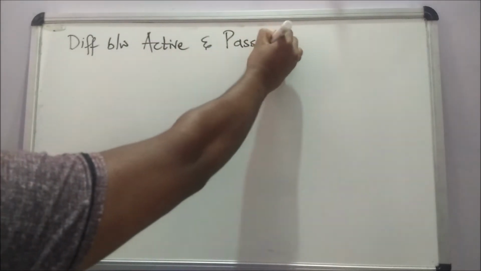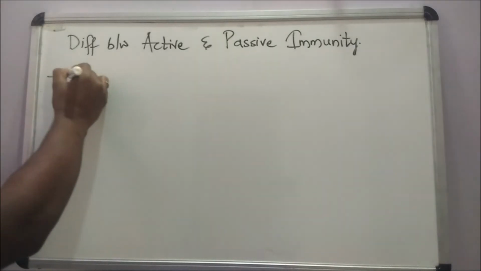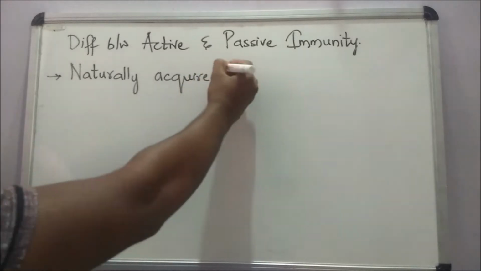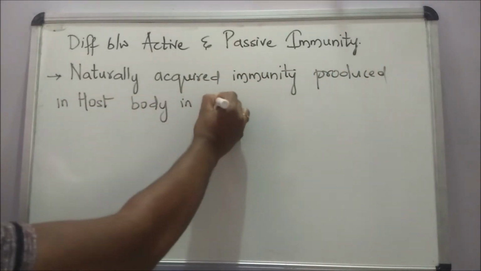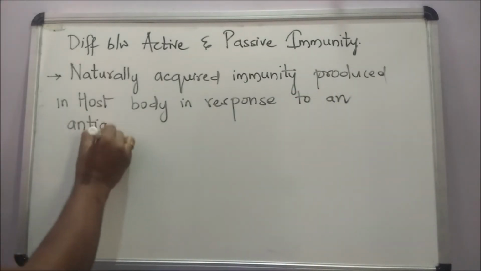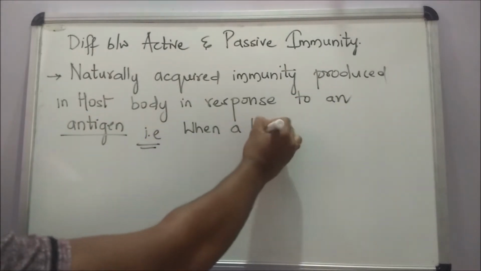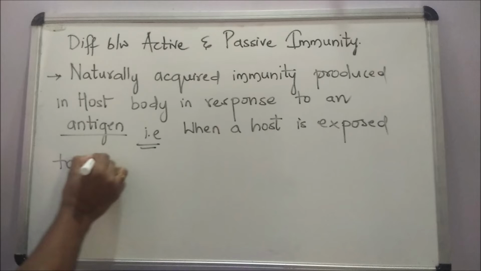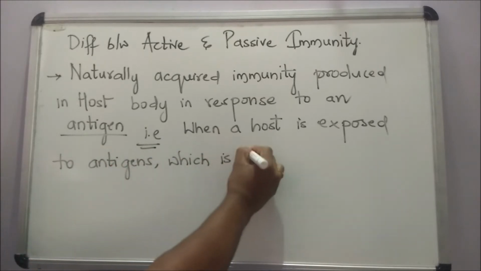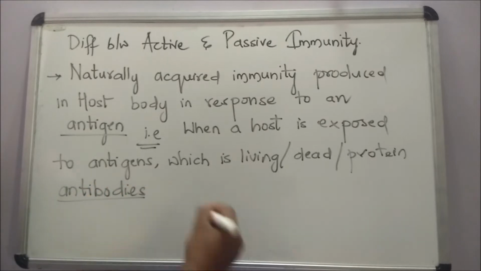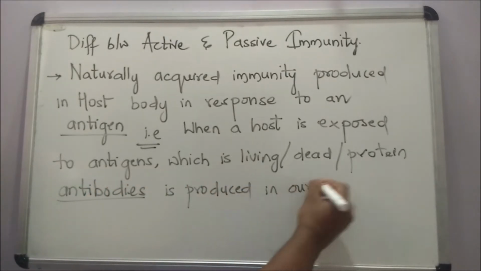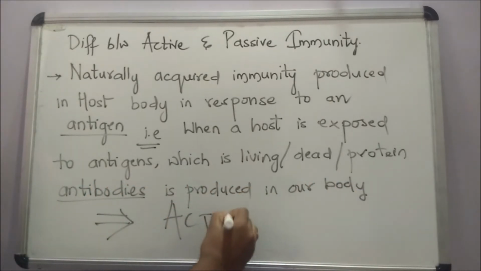Now, let's learn about the differences between active immunity and passive immunity. Naturally acquired immunity produced in the host body in response to an antigen is called active immunity. For example, when a host is exposed to antigens, which may be living or dead microbes or other proteins, and antibodies are produced in our body, such immunity is called active immunity.